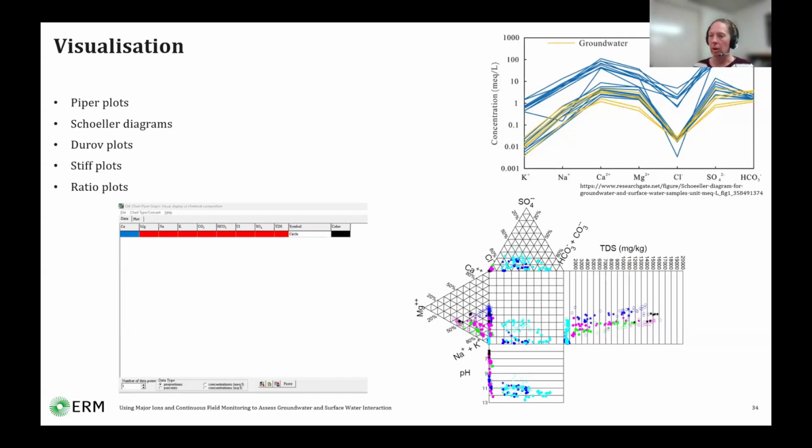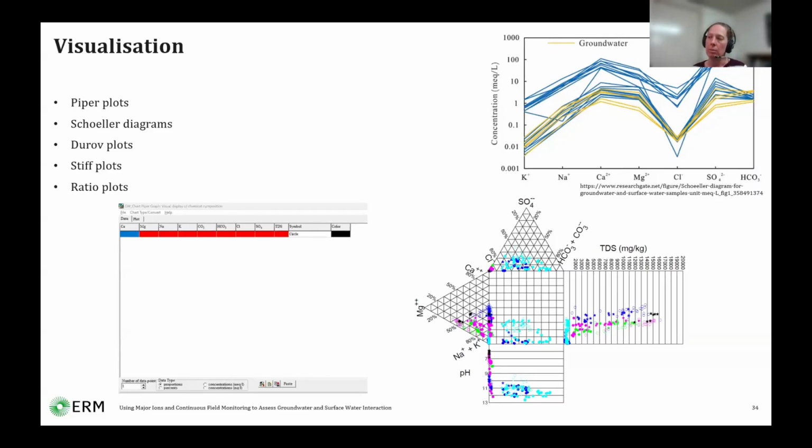But while we're on this slide, there's plenty of other ways that you can show your major ion data too. So shoulder diagrams, there's an example in the top right-hand corner. Durov plots, which are essentially a Piper plot, but with the addition of TDS and pH, which can be quite important at particular contaminated sites if they're players in your contamination. Or even you can just compare ratios of different parameters to one another plotted in Excel.